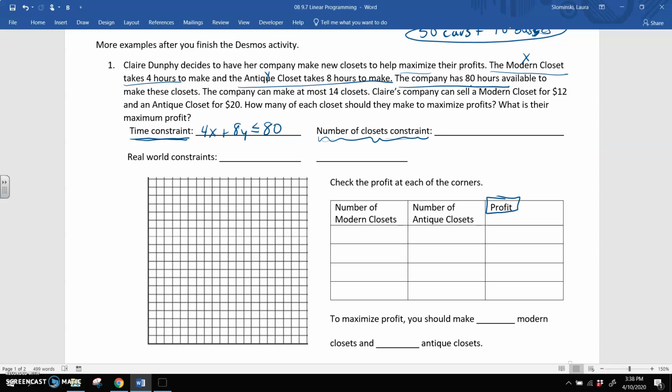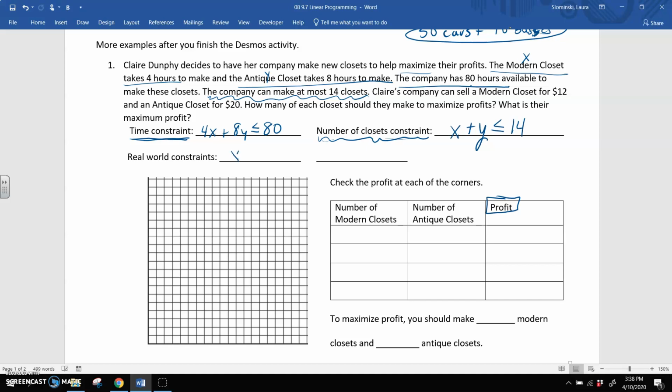It says the company can make at most 14 closets. So that's talking about number of closets. But that's the only thing they say about that. So that means the combination of modern and antique. So that's just x plus y. Sometimes that's the hard one for students just because there's not as much information about it. But if they can make at most 14 closets, those two combined have to be less than or equal to 14.